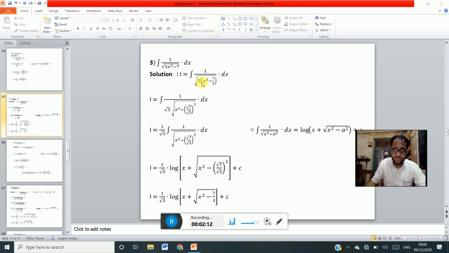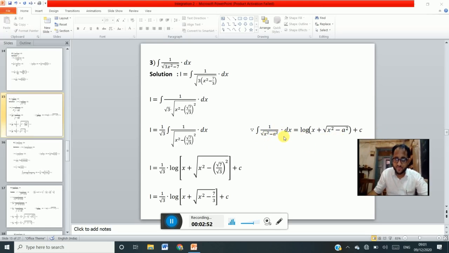Then this 1 by root 3 is actually a constant, so take it outside the integral, and this is root x square minus 7 by 3. Now we have to convert this into the form root x square minus a square. For that, we have to write this 7 by 3 in square form. So 7 by 3 in square form is root 7 by root 3 whole square, right? So this is root x square minus a square. This is constant, we say this is a, and this is x, so root x square minus a square gives you the standard form.